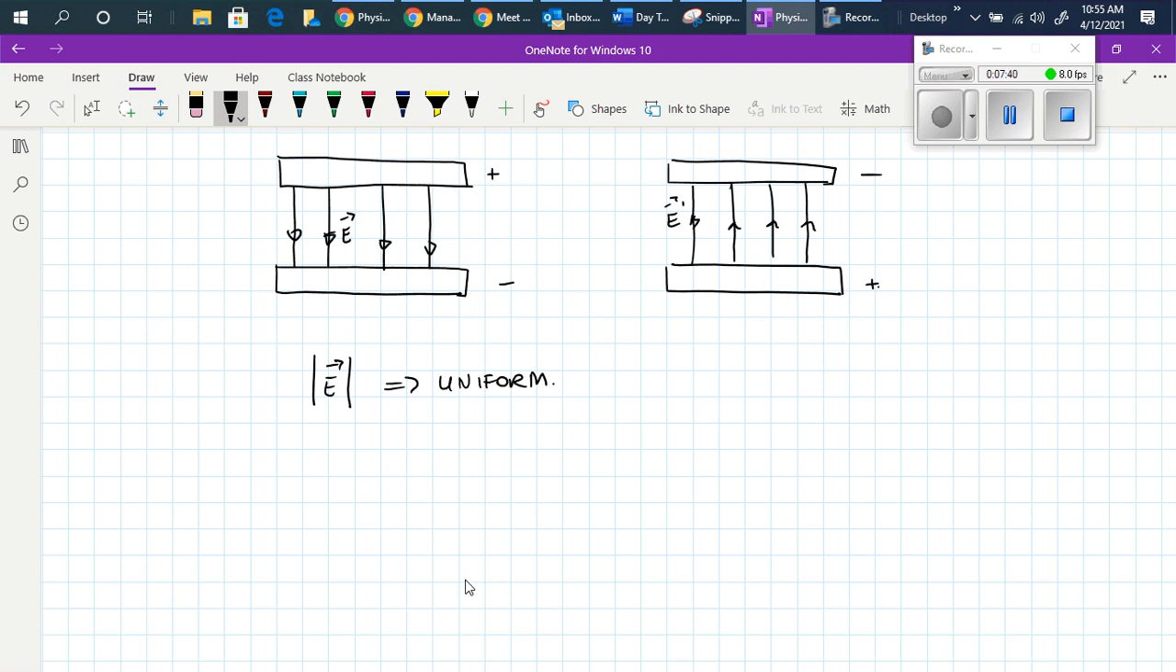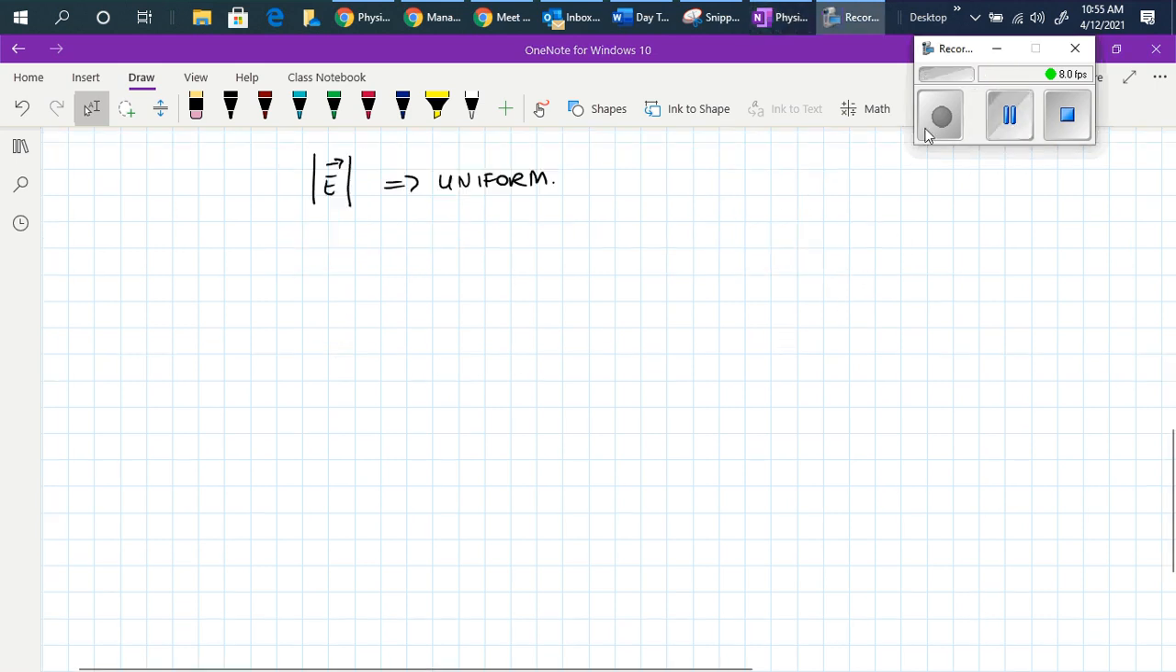This is very similar to the gravitational field strength near the surface of the Earth. So when we have a field strength near the surface of the Earth, we have the constant value that is 9.81 meters per second squared, which we assume is uniform at a height near the surface of the Earth.